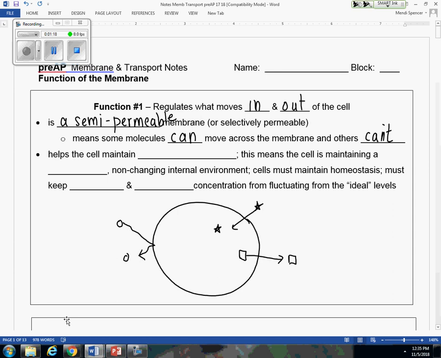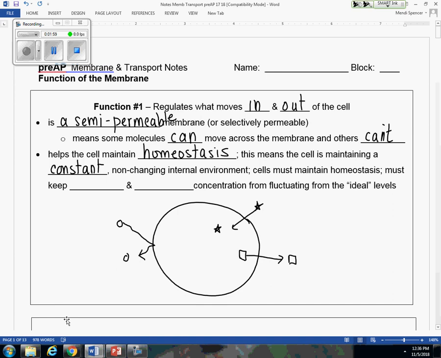We're also going to talk about how the cell membrane helps you maintain homeostasis. If you're maintaining homeostasis, what you're doing is you're maintaining a constant, which means unchanging, internal environment. So what we're trying to indicate is that you're trying to maintain certain ideal levels. Like you have an ideal temperature, you have the ideal amount of water that you should have, the ideal amount of certain solutes that you should have in your system.